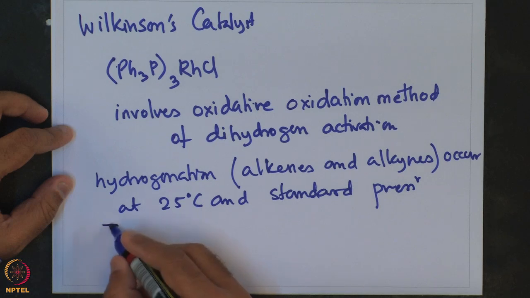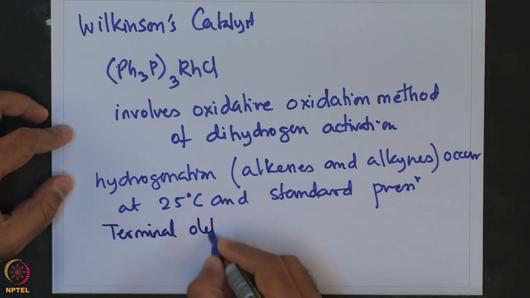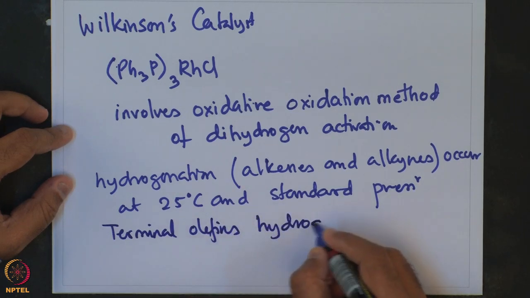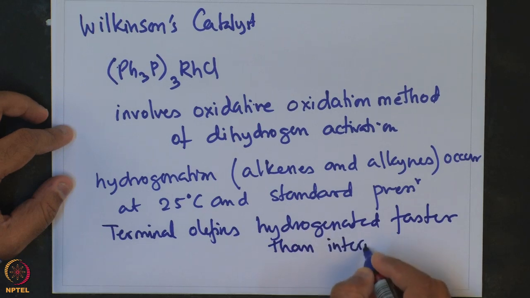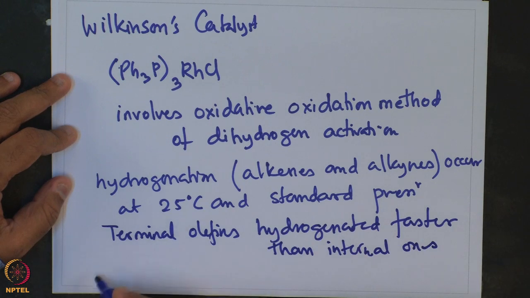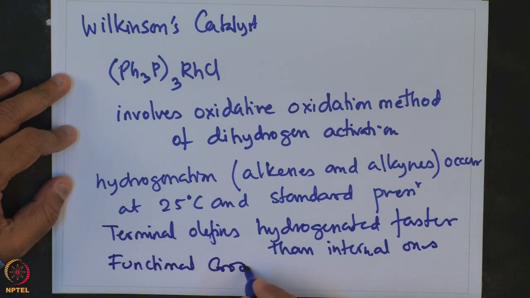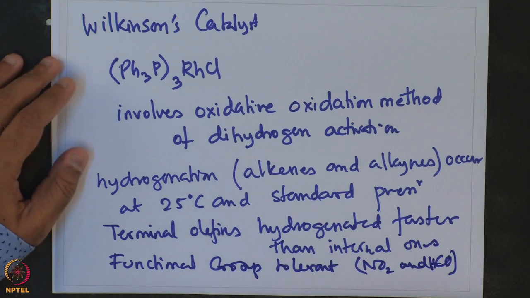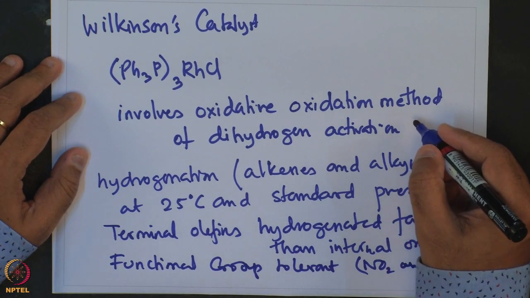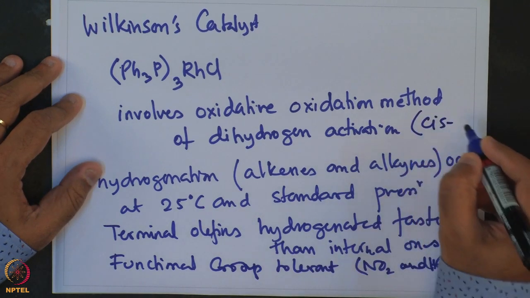And the catalyst also carries out hydrogenation of terminal double bonds faster than internal bonds. Terminal olefins are hydrogenated faster than internal ones. This is also functional group tolerant, with groups like NO2 and CHO. So, functional group tolerant, and the dihydrogen addition happens in a cis fashion.